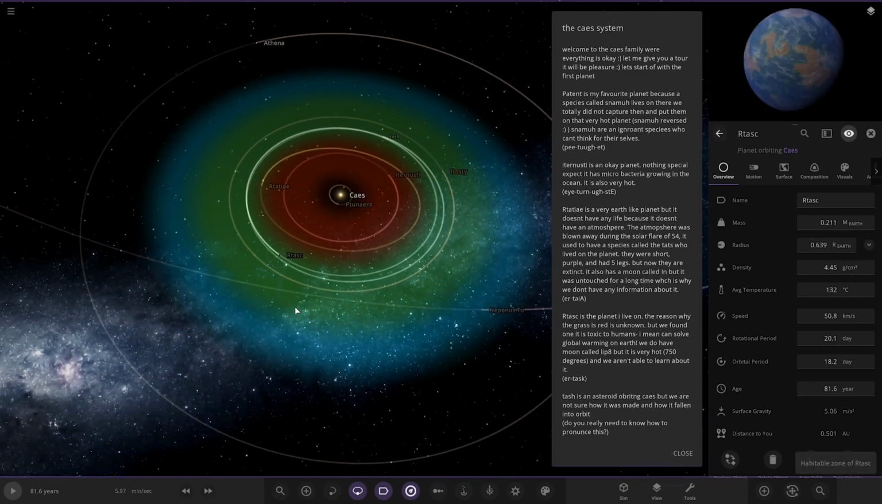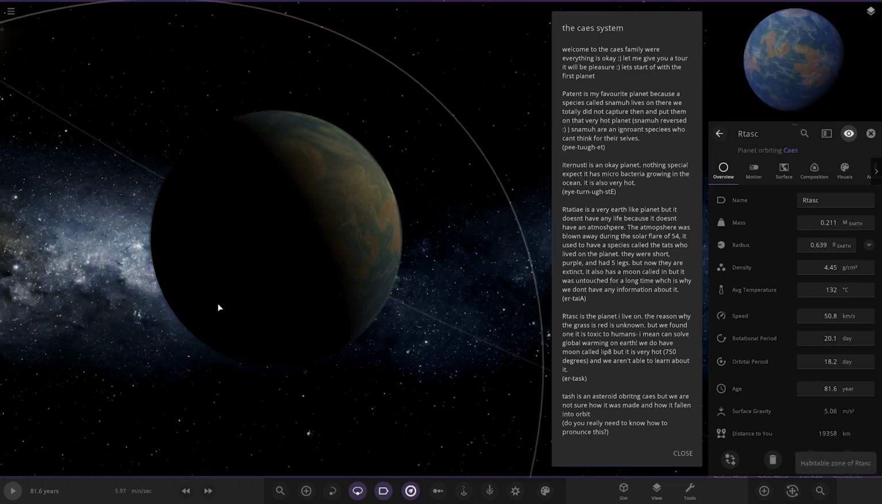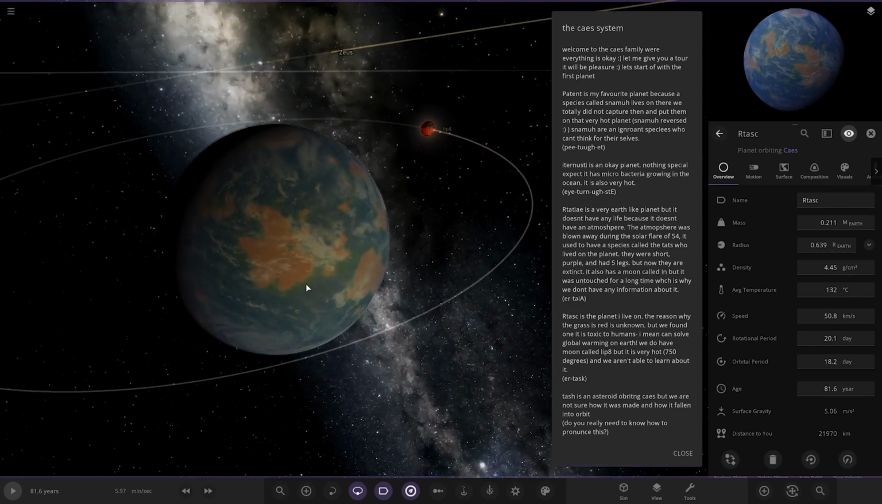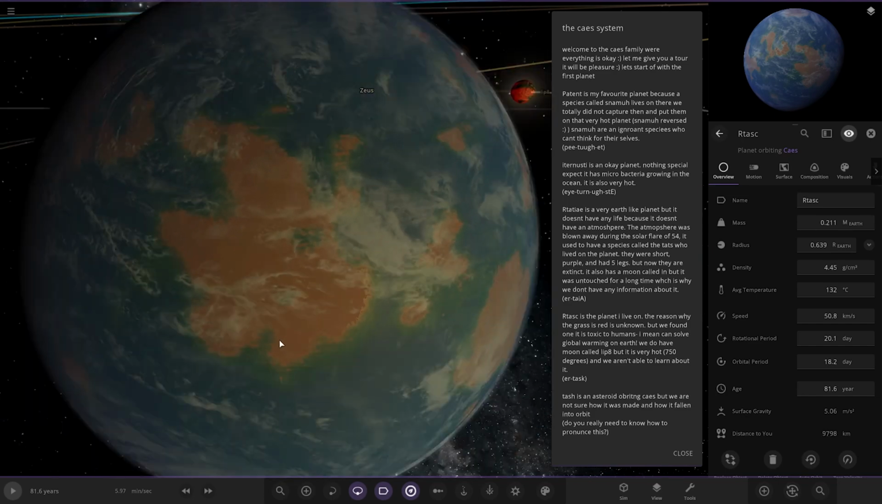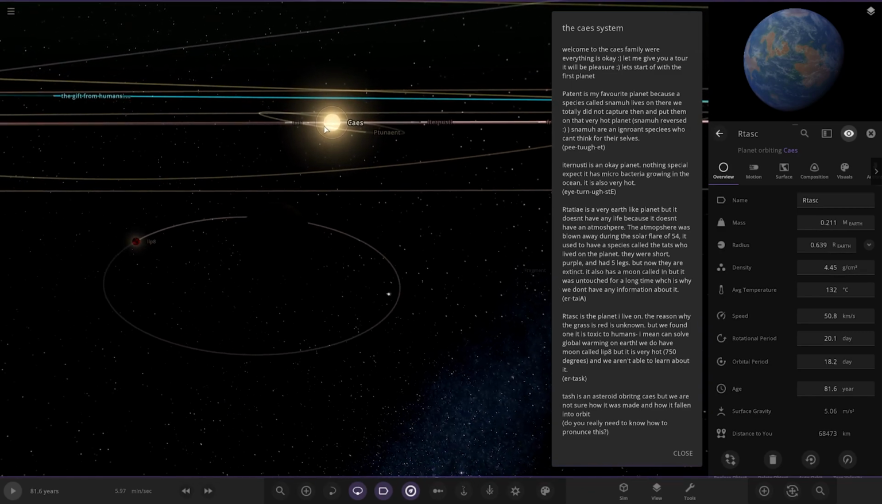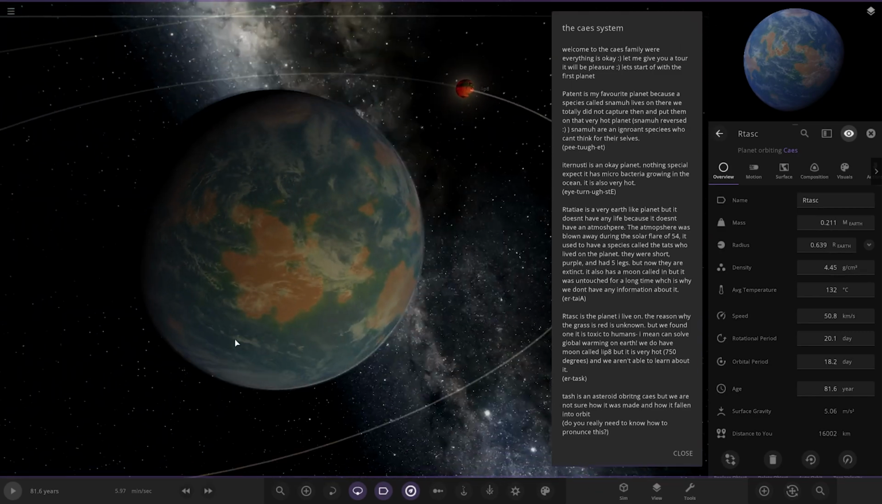Cool. So next up we got this one, Urtusk. Alrighty. A planet I live on. The reason why the grass is red is unknown, but we found it's toxic to humans. Not sure that makes sense. Born on Earth. We do have a moon called Lip 8, but it's very hot, 750 degrees, and we aren't able to learn about it. Well, if it's red grass, that's because the photosynthesis from the red dwarf works differently, so it'd probably be something along the lines of that.